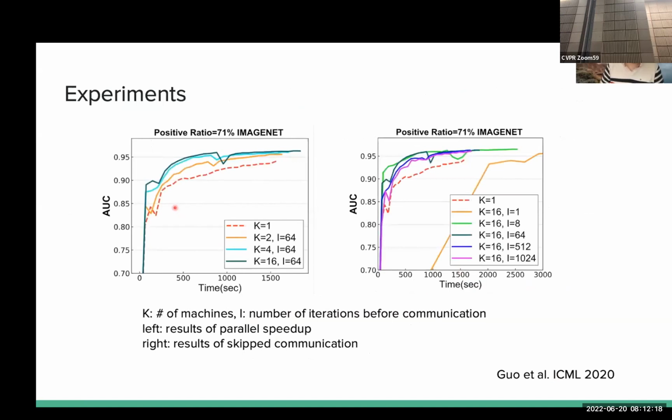They show some experiments. The first shows parallel speed up, where they fix I to be 64. They allow 64 steps of primal dual update before communication, and they vary the number of machines. When the number of machines becomes larger, the running time becomes smaller. The second picture shows the effect of skipping communication. They have 16 machines, and when I is not so large, they can improve running time.